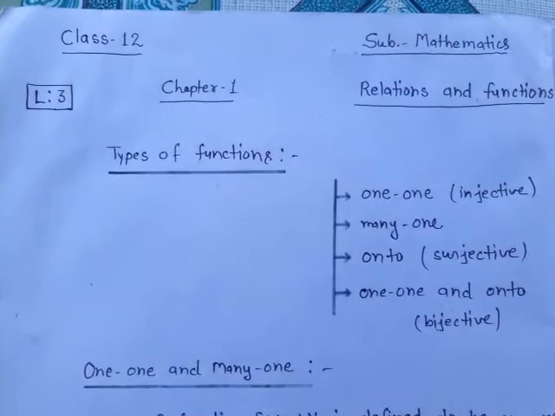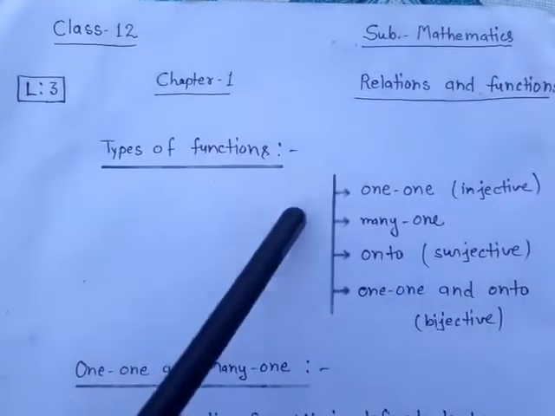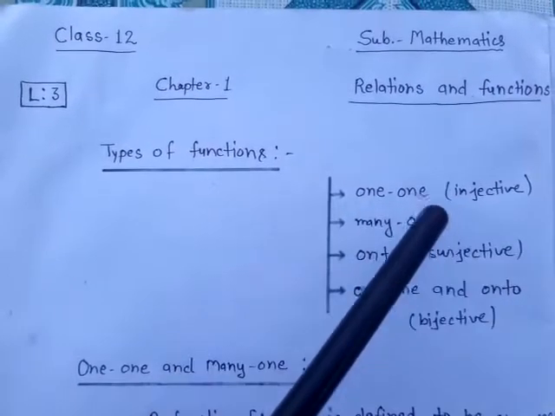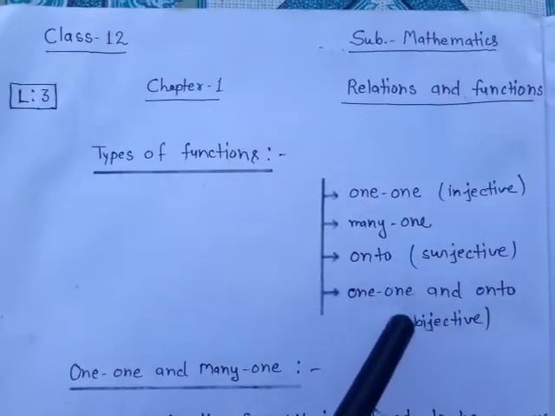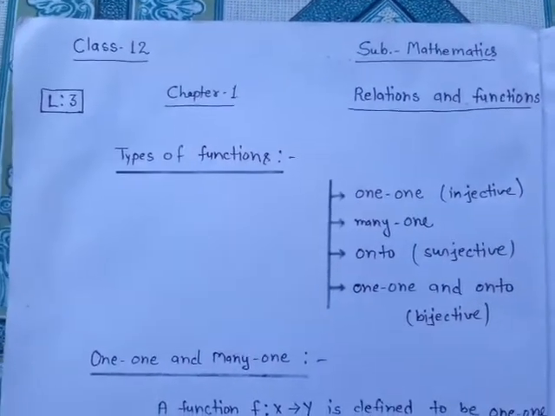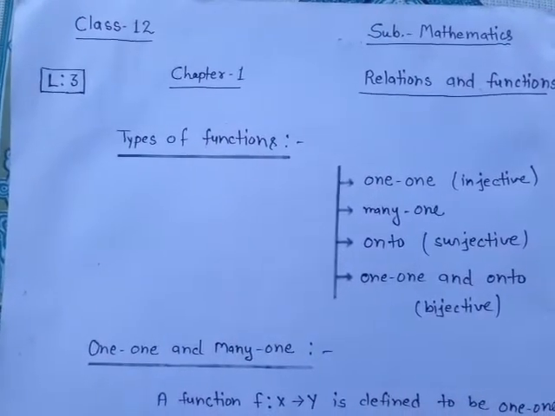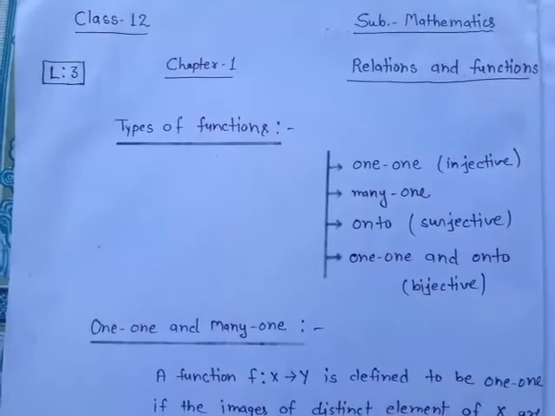In this section, we discuss some different types of function, just like a one-one function is also known as injective, many-one function, onto function is also known as surjective, and one-one and onto, which is bijective. Now we start our first topic, one-one and many-one. What is one-one and many-one function?